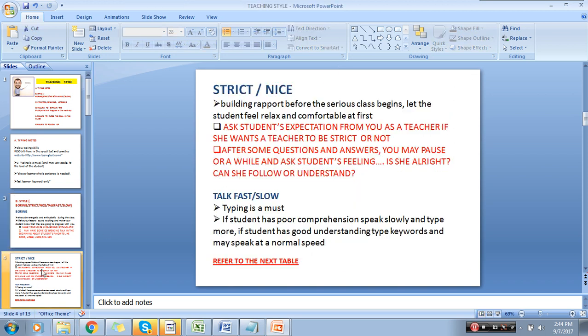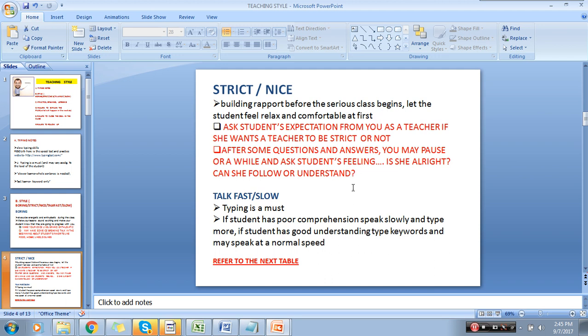So next is if you are strict or nice. Some students sometimes prefer that their teachers are strict. Sometimes they prefer that their teachers are nice or even patient. So how are you going to deal with this? Building rapport before the serious class begins. Let the students feel relaxed and comfortable at first.